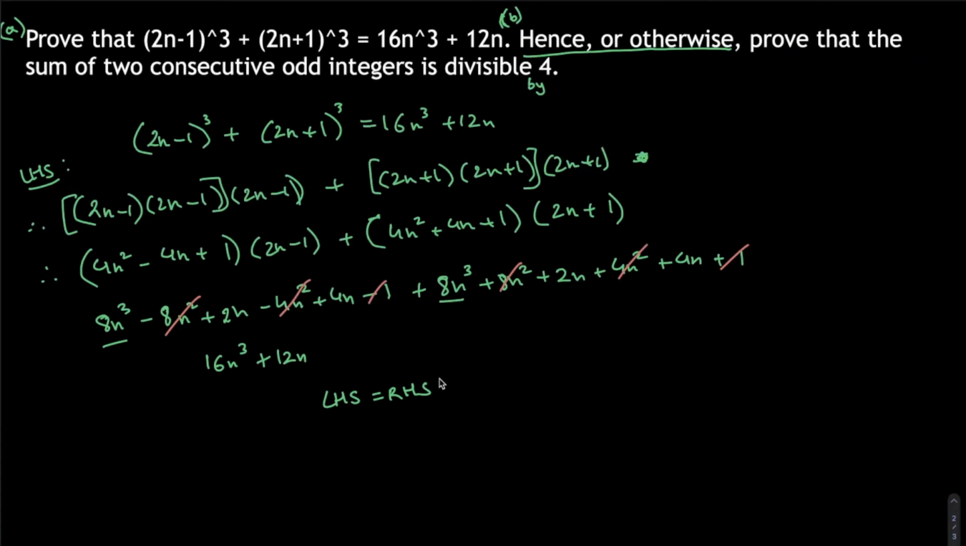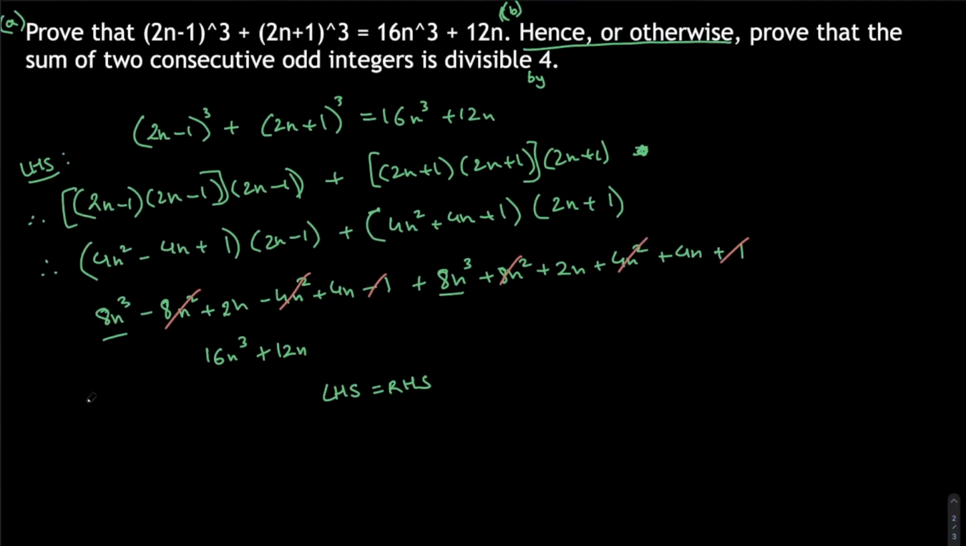Again, all you saw was just kind of lengthy algebra, right? There was nothing special here. There wasn't any conceptual knowledge or property that you were supposed to be aware of. Just simple algebra, and you were just required to use your basic knowledge of simplification and get to part A. All right, let's look at part B now. Part B says, hence or otherwise, prove that the sum of two consecutive odd integers is divisible by 4.